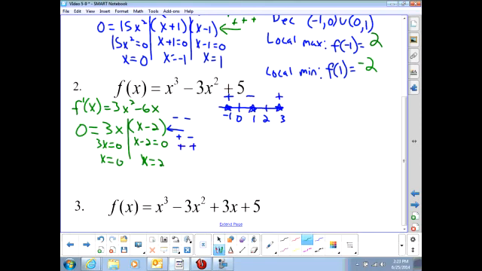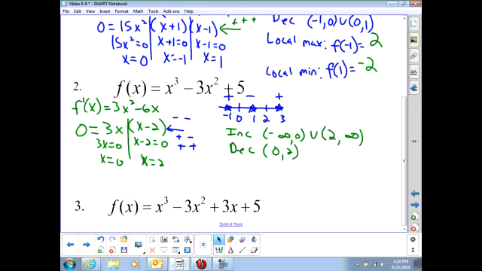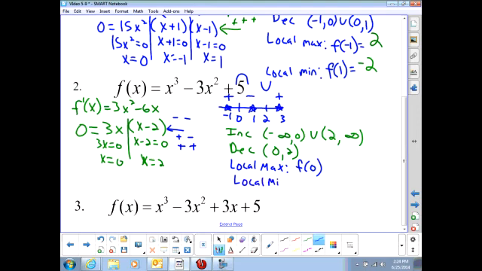So we're ready to do our increase-decrease intervals. We'll be increasing from -infinity to 0, the union of that with 2 to infinity. And we'll be decreasing from 0 to 2. Now when you go increase to decrease, that'll give you a max. And that's occurring at 0. And when you decrease to increase, that'll give you a min. And that's occurring at 2.